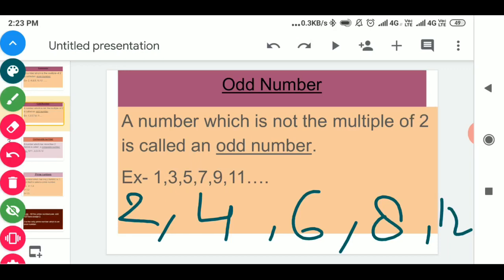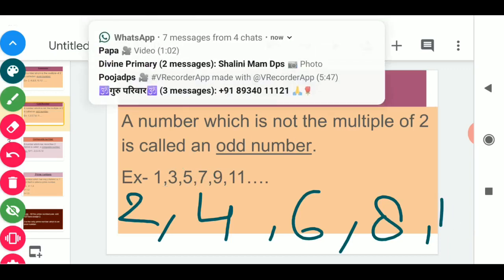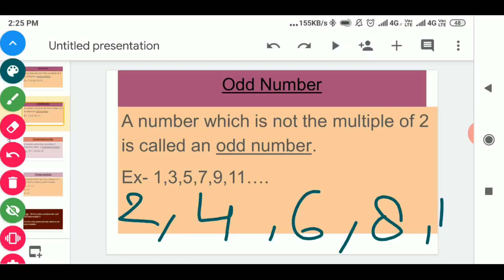So in natural numbers, in counting numbers, when you start from 1, this is odd, then next is 2, which is even, then after 2 comes 3 which is odd, then 4 which is even, after 4 comes 5 which is odd, and after 5 comes 6 which is even. So we can say the alternate numbers after 1 are odd numbers, and the alternate numbers after 2 are even numbers.